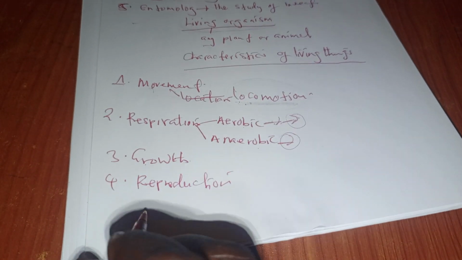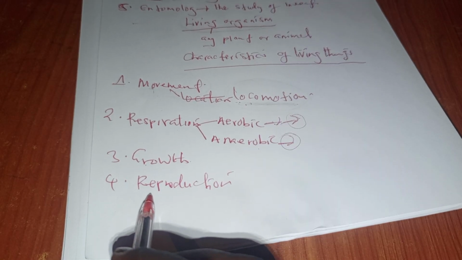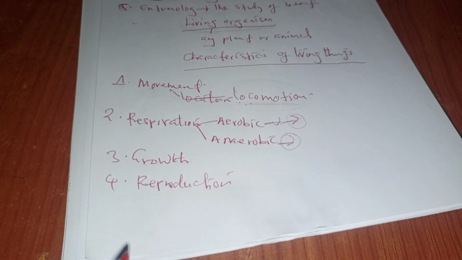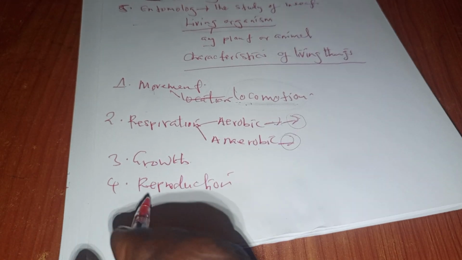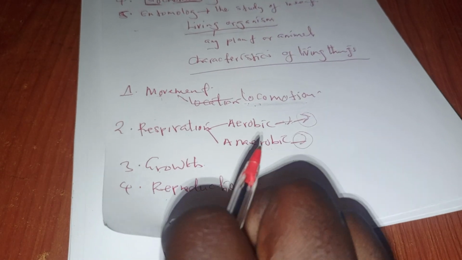Okay, so reproduction. This is the process by which living organisms produce their young ones. There are two types of reproduction: sexual and asexual reproduction.